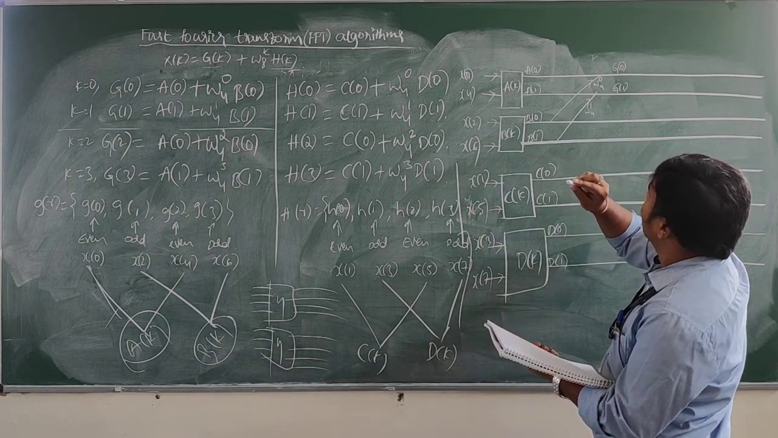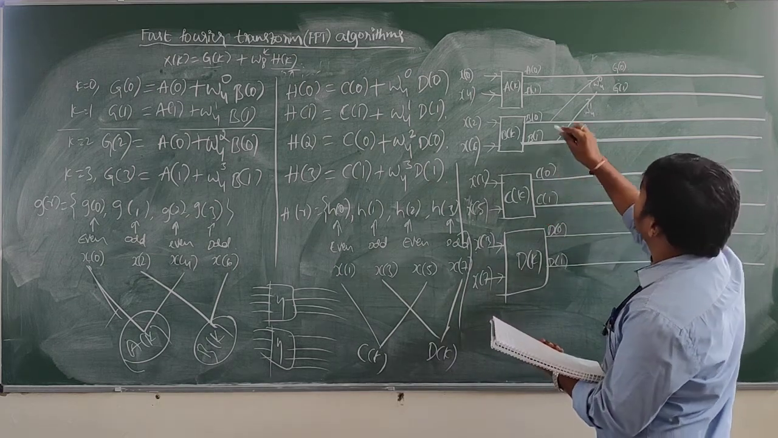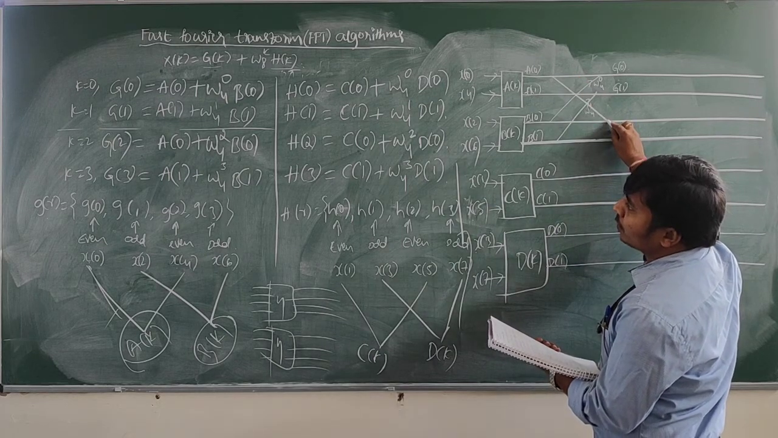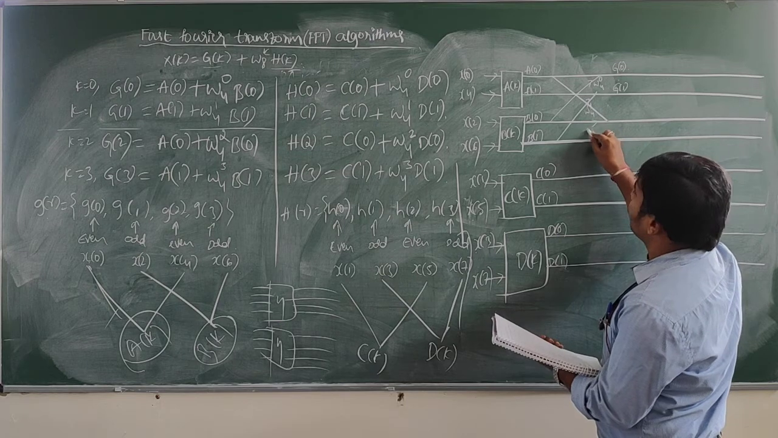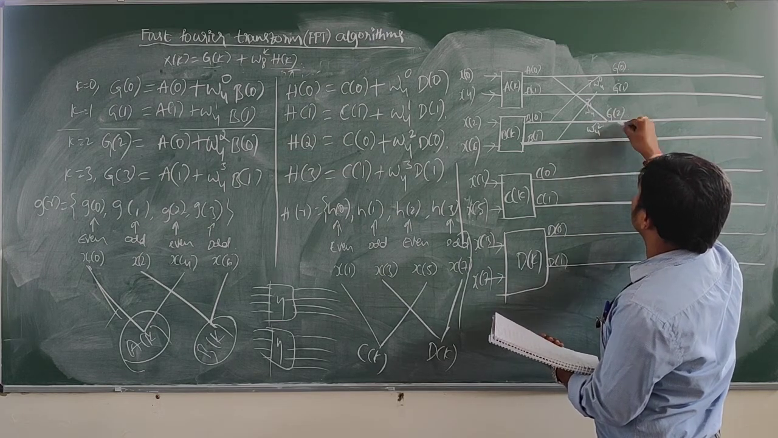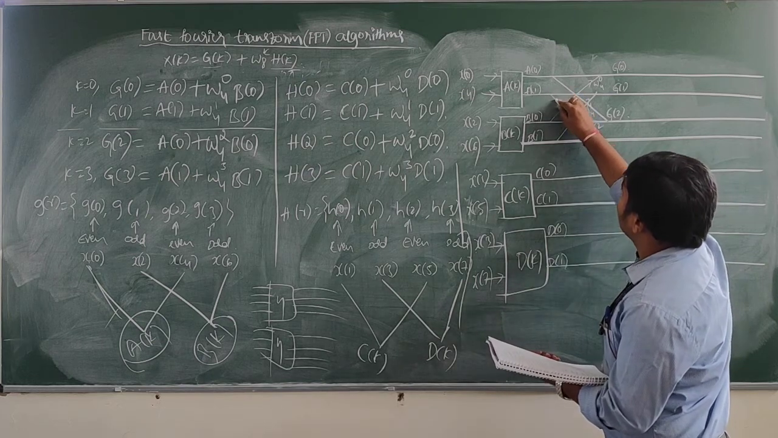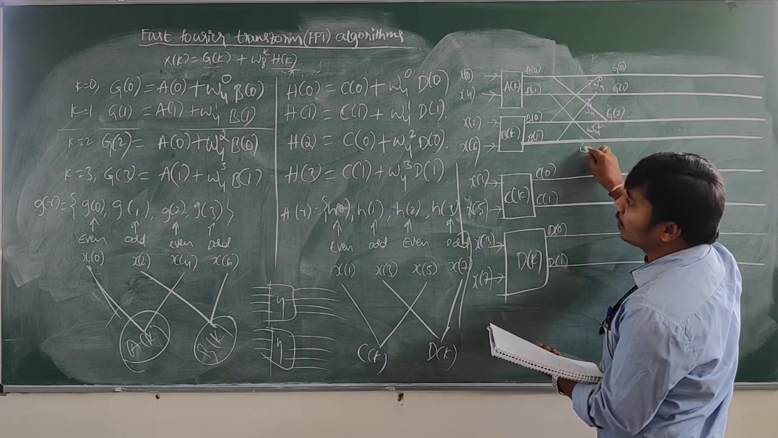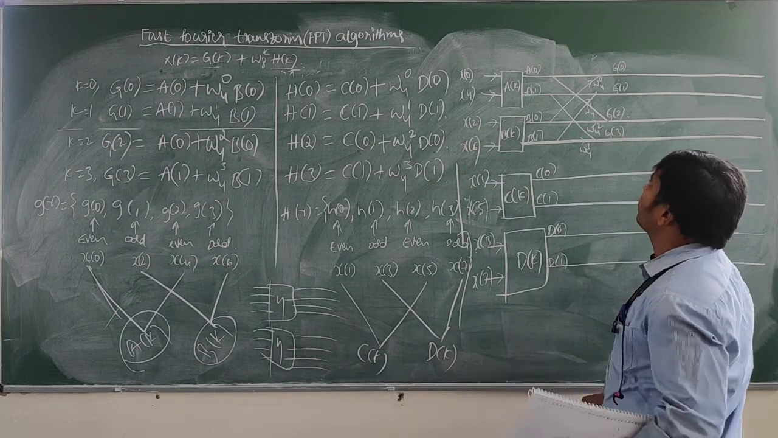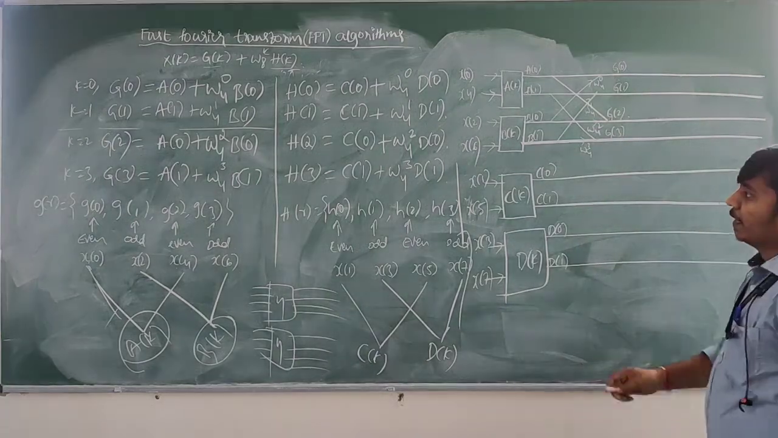Similarly, G of 2 is A of 0 plus W of 4 power 2 into B of 0, which will give you the G of 2. So next, A of 1 plus W of 4 power 3 into B of 1 will give you the G of 3. Similarly, H of 0.